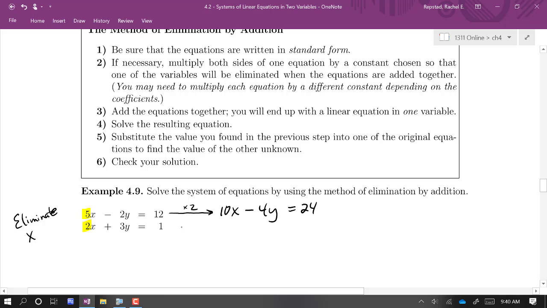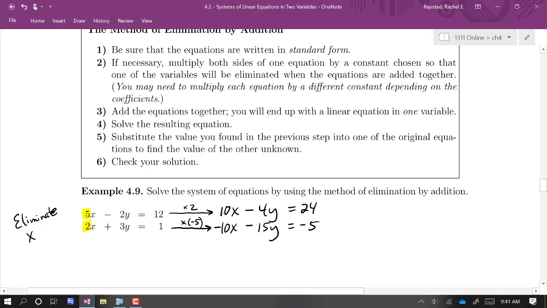Now, I got a coefficient of positive 10, a 10x term, so on the next equation I want a negative 10x. So I'm going to multiply this equation by negative 5. If I multiply through all terms by negative 5, I get negative 10x minus 15y equals negative 5.